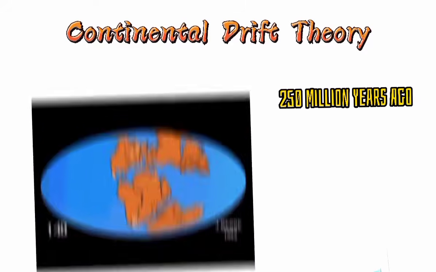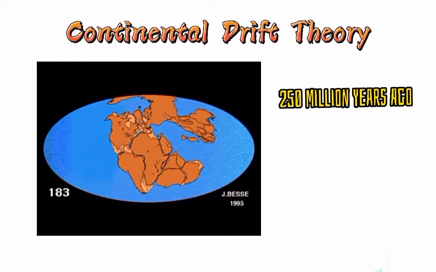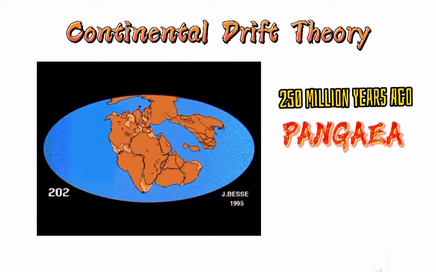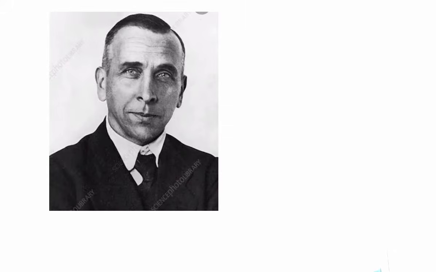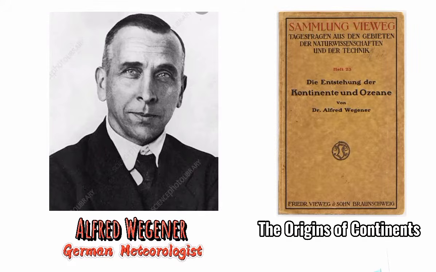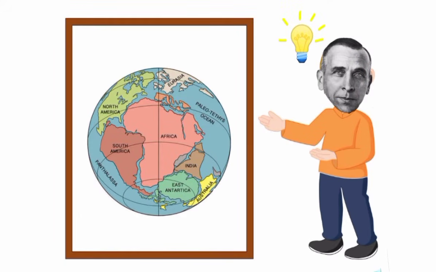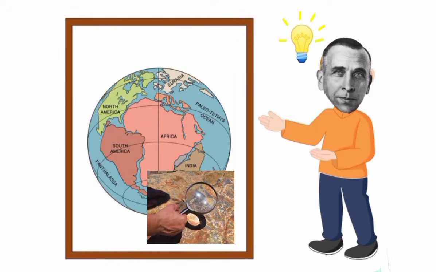According to the Continental Drift Theory, about 250 million years ago, the continents were once a large land mass called Pangaea, which in German means all Earth. The theory was first proposed by the German meteorologist named Alfred Wegener. In his book, The Origin of Continents and Oceans, published in 1915, Wegener did not just come up with a theory by just guessing or hypothesizing without any valid evidences to support his claims.